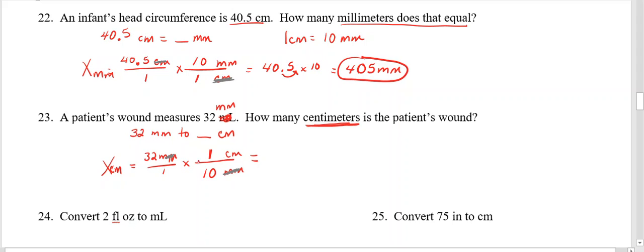So when I multiply straight across, I have 32 over 10. If I divide 32 by 10, I'm taking that decimal that comes behind this number and moving it one place to the left. So I will end up with 3.2 centimeters. So the patient's wound is 3.2 centimeters long.